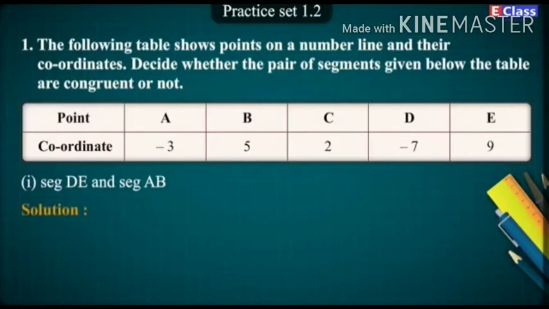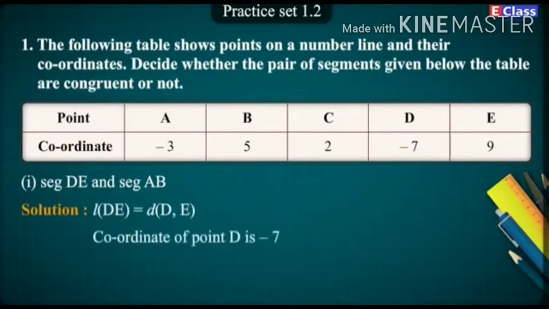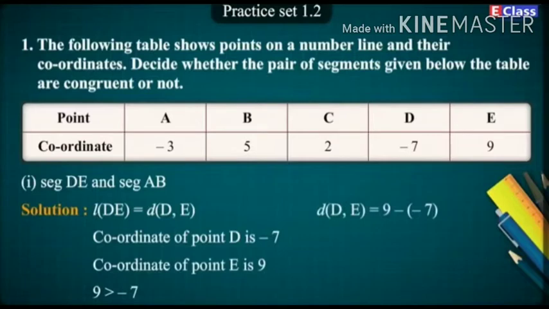Solution. Length of DE is equal to distance of DE. Coordinate of point D is -7. Coordinate of point E is 9. 9 is greater than -7. Distance of DE is equal to 9 minus (-7). Therefore, distance of DE is equal to 9 plus 7. Therefore, length of DE is equal to 16.